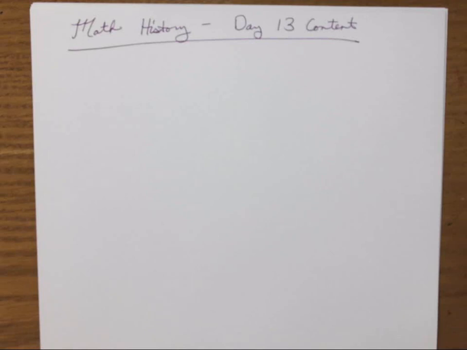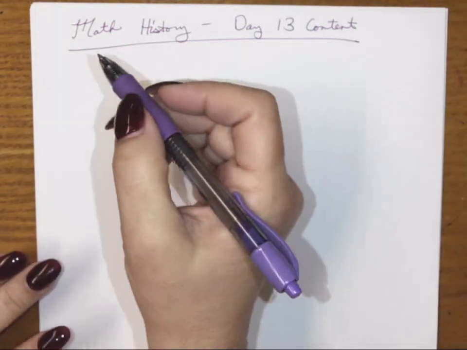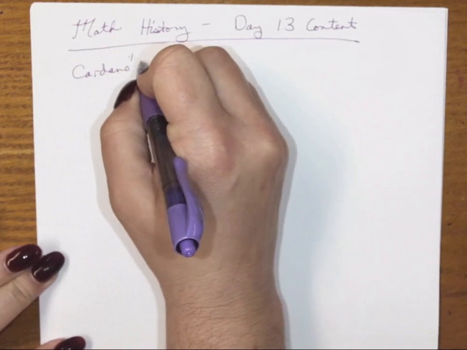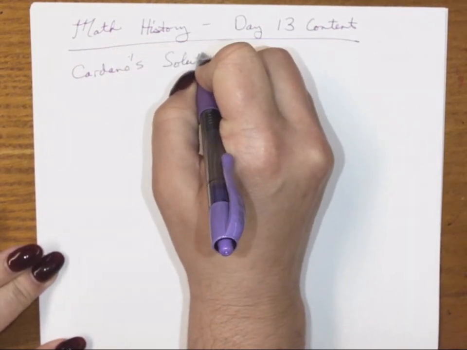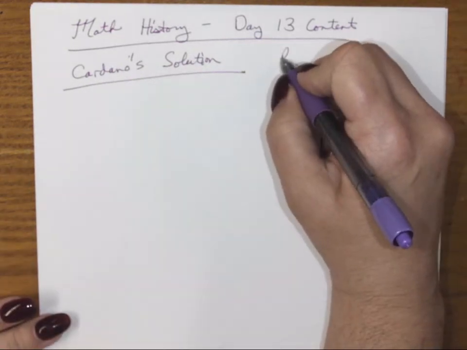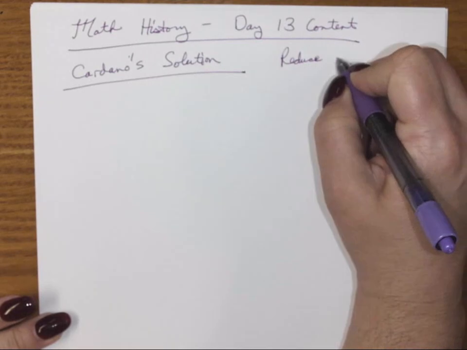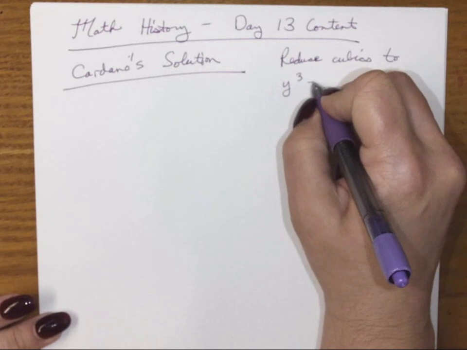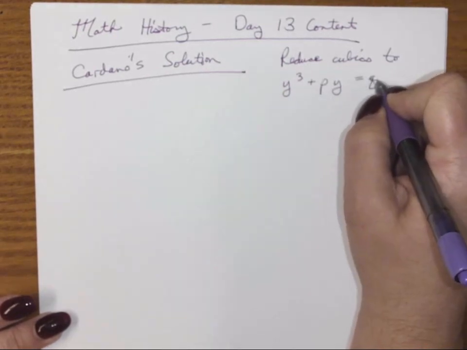Okay, everybody, let's wrap up the cubic controversy and get you a little more information for how to solve some cubic equations. So on the last video that I made, I was talking about Cardano's solution. And I think that I mentioned that what he wants to do is to reduce any cubic he can find to the form y cubed plus py equals q.